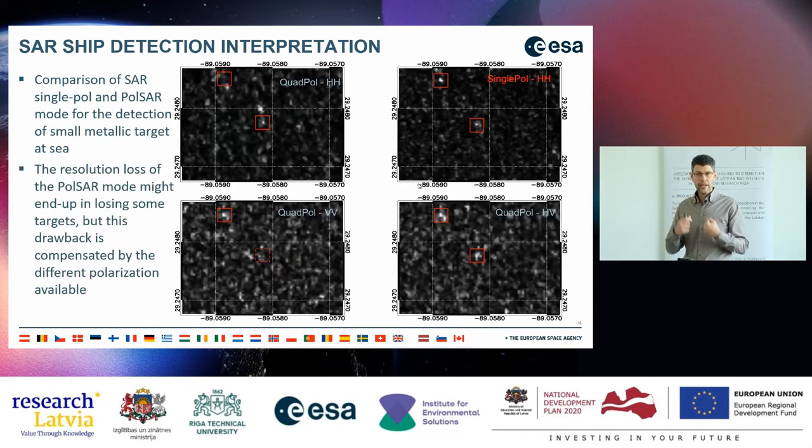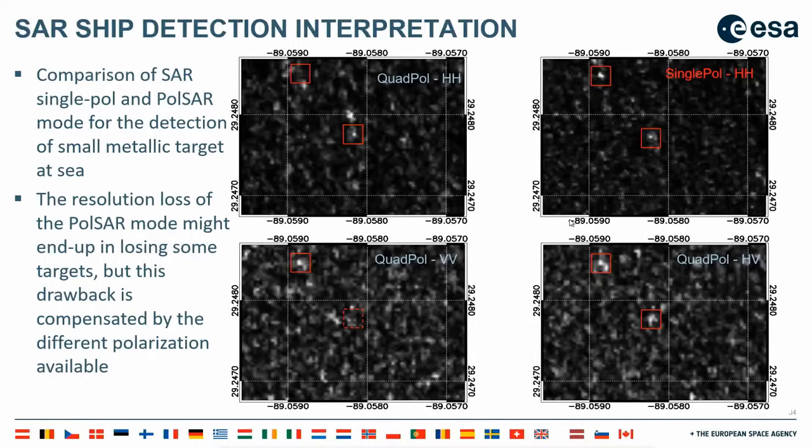However, when you do polarimetry, remember that we said there are side effects. One is reducing the resolution, and here you see it. For example, if you have a look at the same scene acquired in the quad pole mode, you see the comparison between single pole and quad pole, and then you see that the upper left target is actually not visible. So it means the resolution is low and you don't get information.